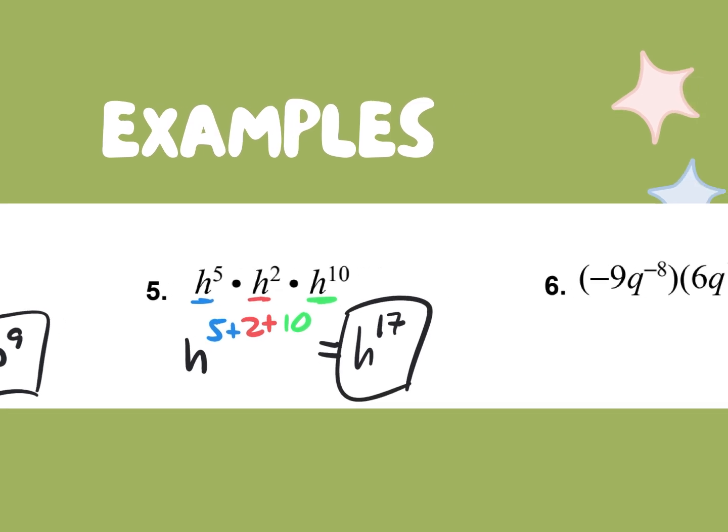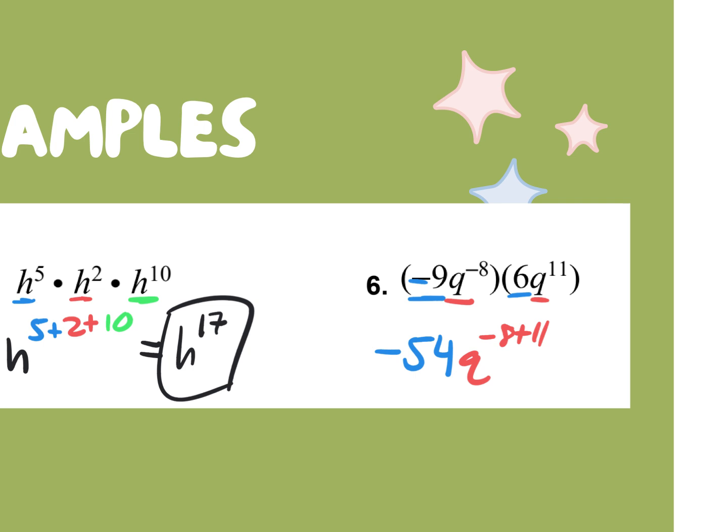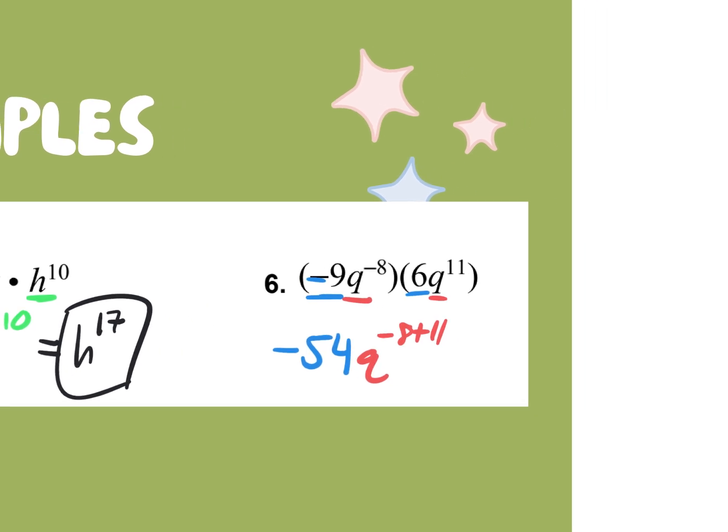Now this next one, once again, I want to do my numbers with the numbers, the variables with the variables. So let's see what matches. I have a negative 9 as a number and a 6 as a number. So I'm going to do negative 9 times 6. That's going to get me a negative 54. And then I have a q to the negative 8 and a q to the 11th. So it's going to become q to the negative 8 plus 11. Negative 8 plus 11 is going to get you a positive 3. So my answer is going to become a negative 54 q to the 3rd.